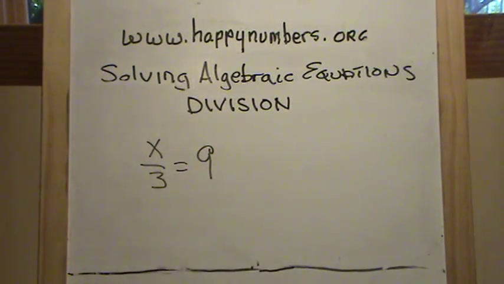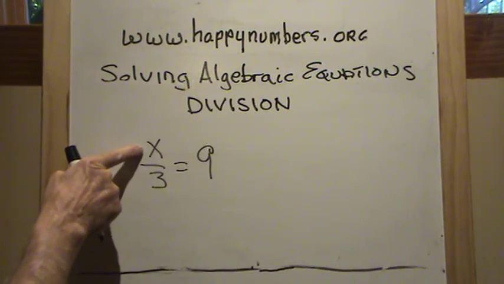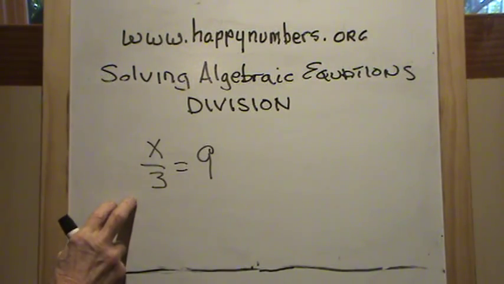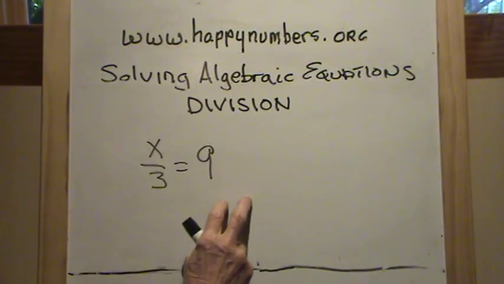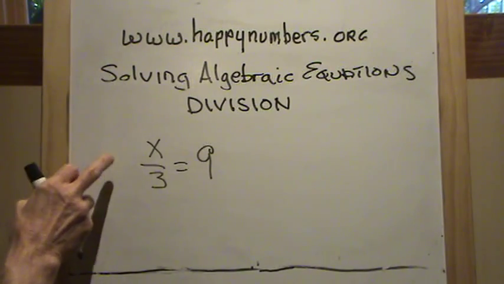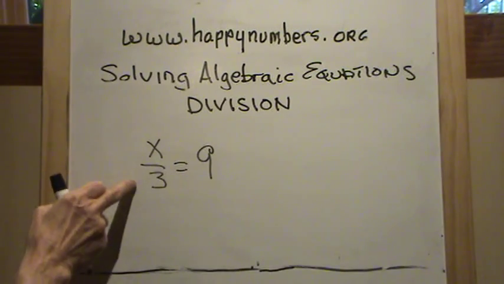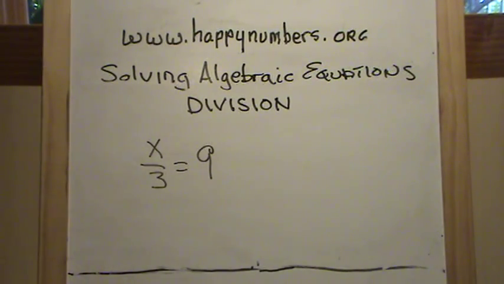Now we've solved algebraic equations using subtraction, using addition, and using multiplication. And we know that we always have to isolate the unknown or the variable on one side of the equal sign and the numbers on the other side of the equal sign. Well, here the relationship between the variable or the unknown and this number is division. And we know that the inverse or the opposite mathematical relationship of division is multiplication.